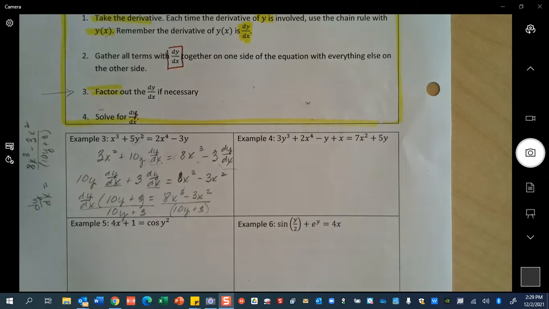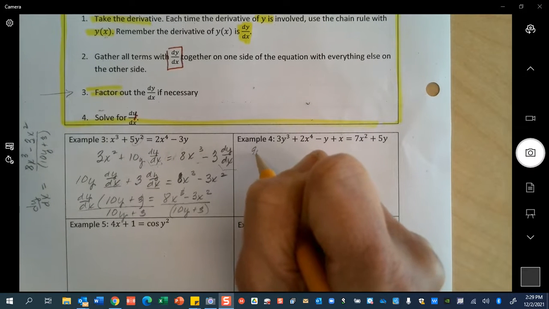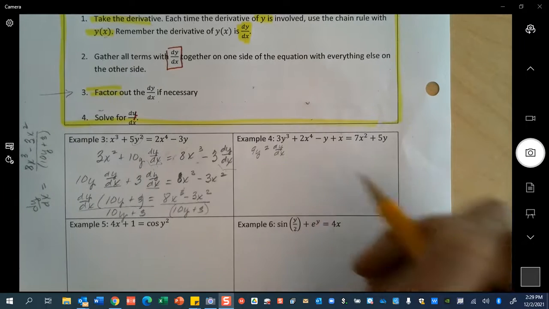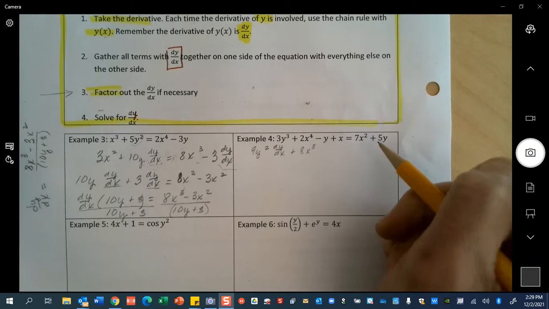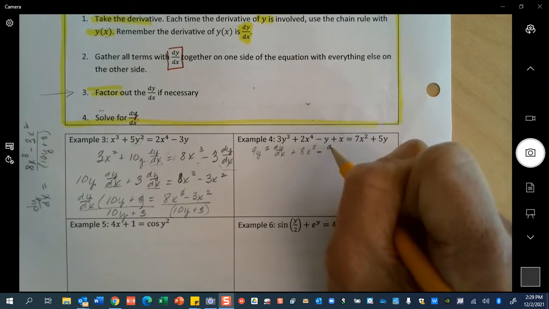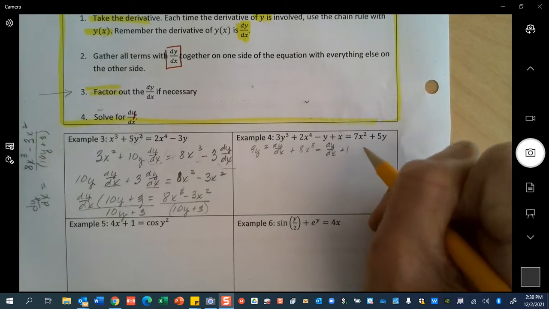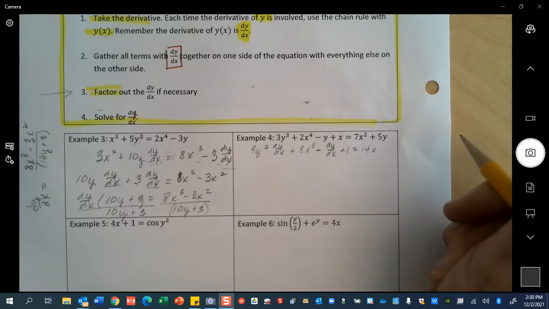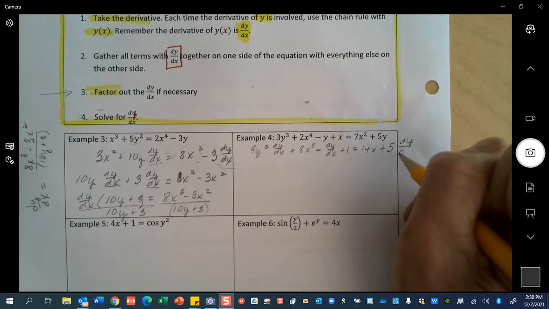Ready for number 4? Take the derivative. 9y squared dy/dx plus 8x cubed minus dy/dx plus 1 equals 14x plus 5 dy/dx.